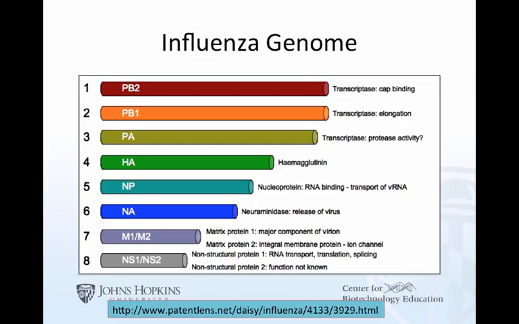Here is a different virus entirely. Influenza is negative strand antisense RNA, but with 8 segments. We'll focus a little more on 2 of them. Segment 4 is HA, or hemagglutinin, and segment 6 is NA, or neuraminidase.